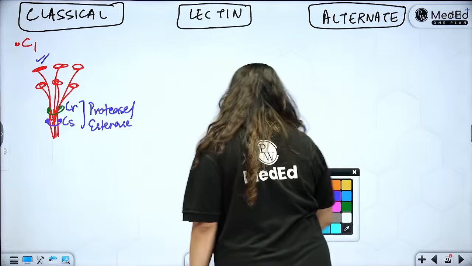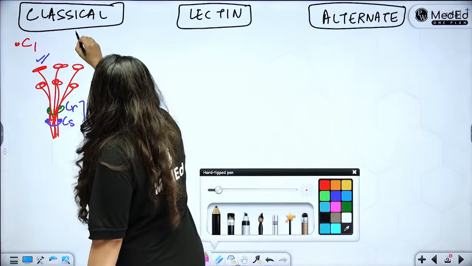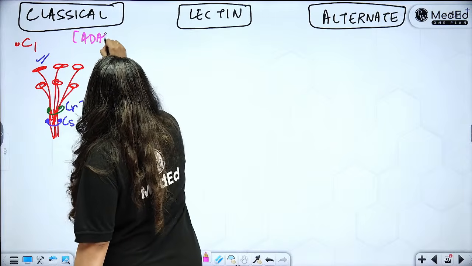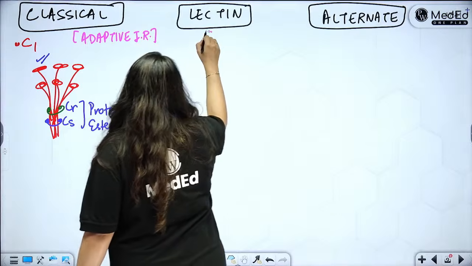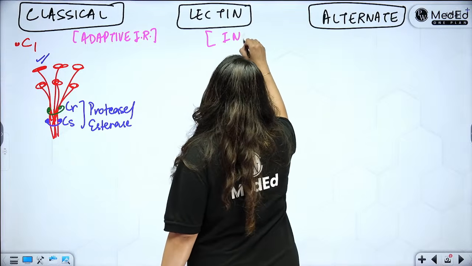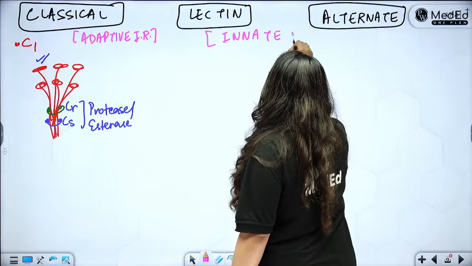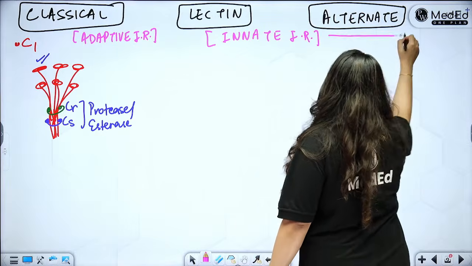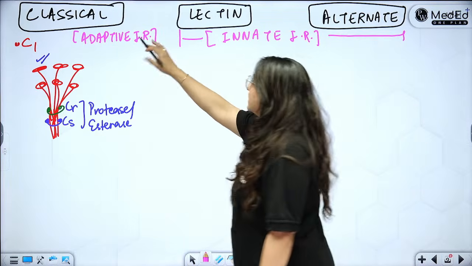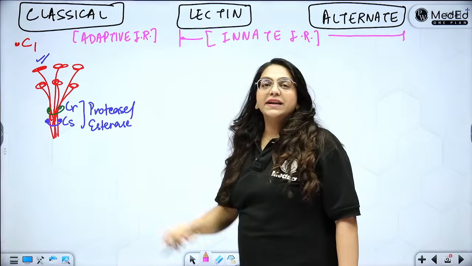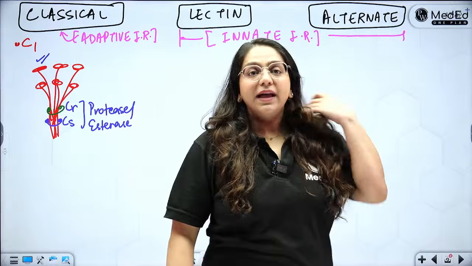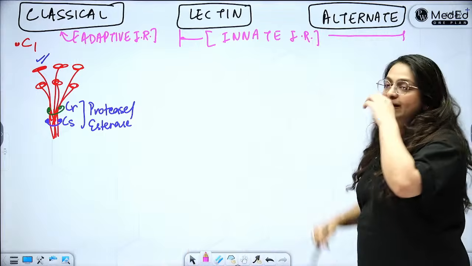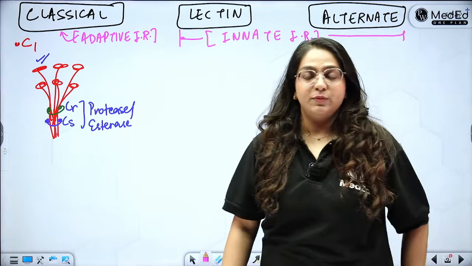It is a part of your secondary or adaptive immunity. It is a part of adaptive immune response. Whereas lectin and alternate both are a part of the innate immune response. Okay, so classical is called classical, but it is in fact associated with adaptive immune response, and innate, lectin and alternate are associated with the innate immune response.